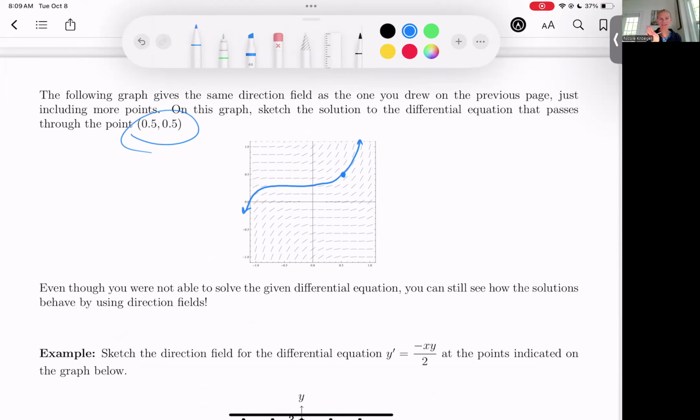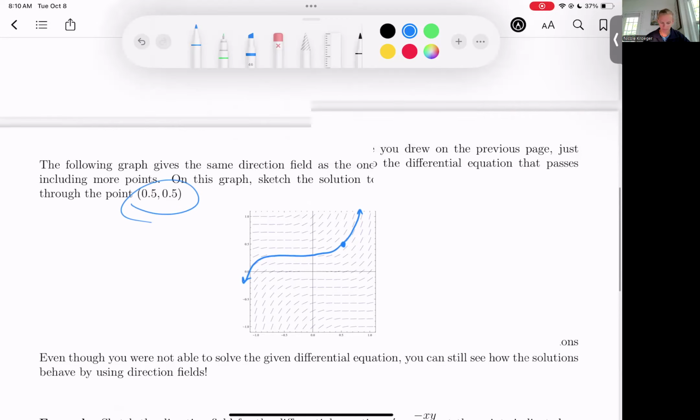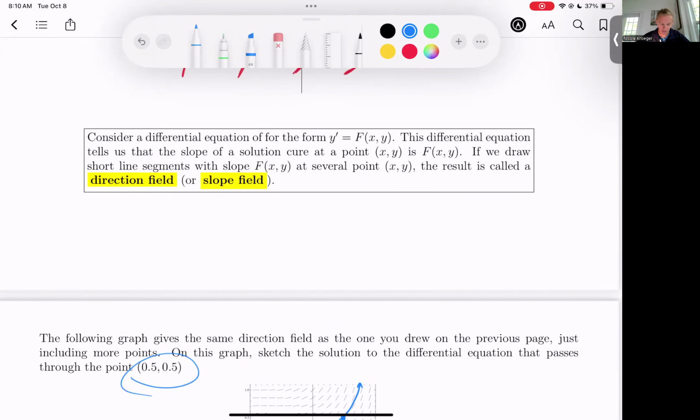So without being able to solve this differential equation, we can still see how these solutions behave. It looks like as t approaches infinity, these go up, and then they kind of flatten out for a little bit and then go down. So if this was telling us something physical, then we would be able to understand the solution just from this direction field. In general, a direction field is what we get by drawing short little line segments with the slope from the differential equation. And again, we use the words direction field and slope field interchangeably.